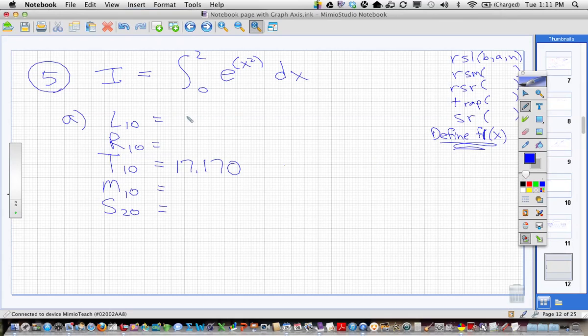Okay, what are we getting for L10? R10? 530. M10? And S20. Is that right? Now when you do Simpson with 20, if you're doing the RAM program, you've got to run it again because it's 20 subdivisions, not 10, right? Did you do that, or did you do this over here?